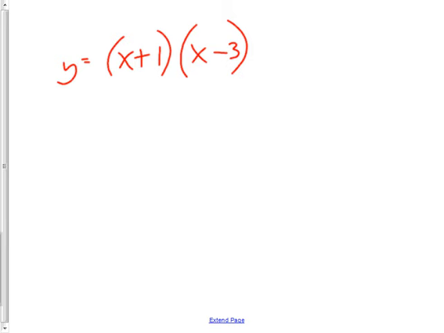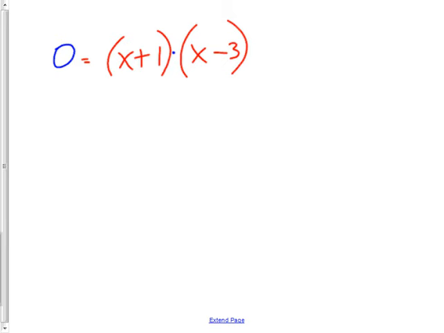By the way, again, this method I used just right there, that's called the zero product property, ZPP. Because this is a product, and it equals 0 because y is equal to 0 because I'm finding x-intercepts. You're proving that the quadratic formula should work just as well as the ZPP.